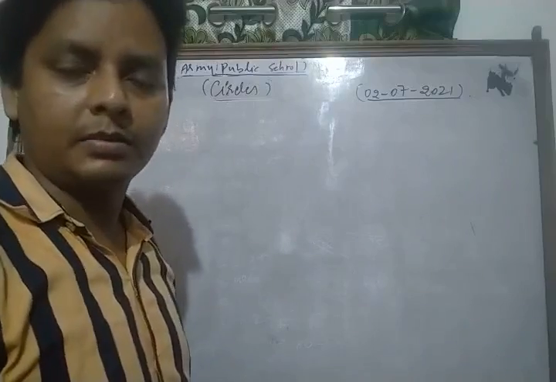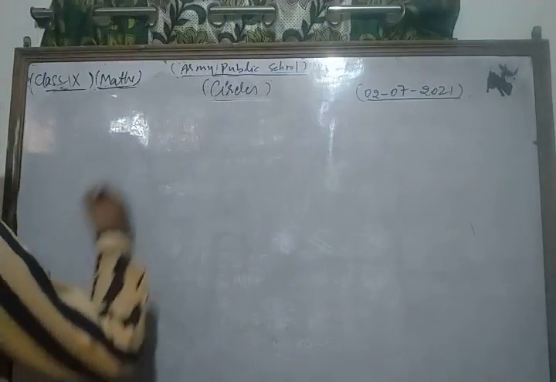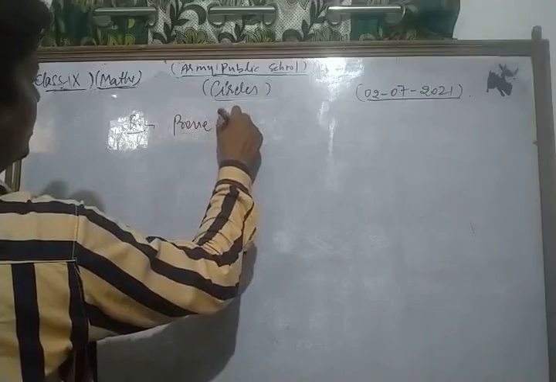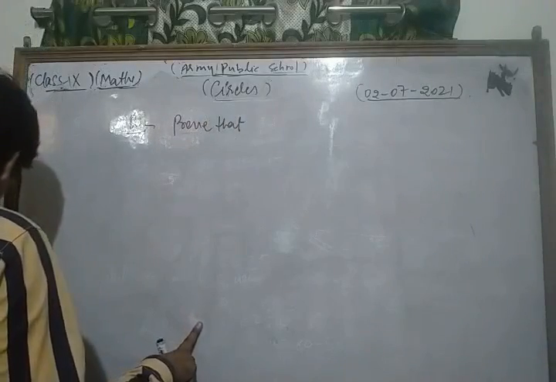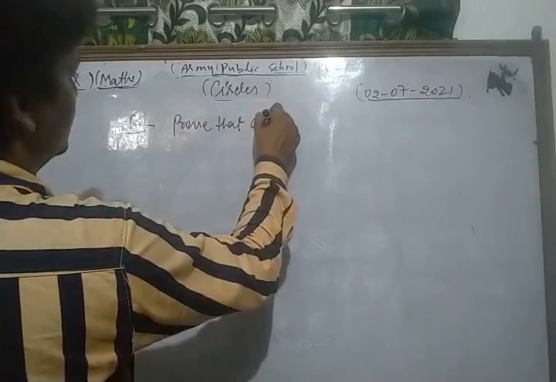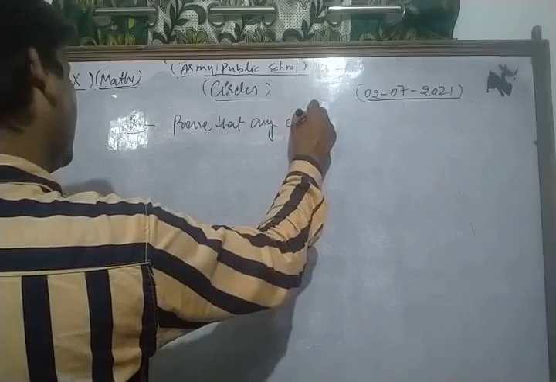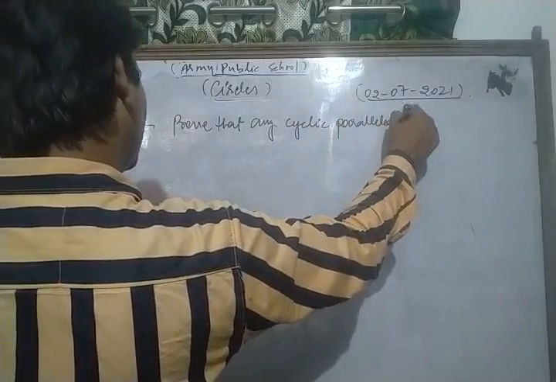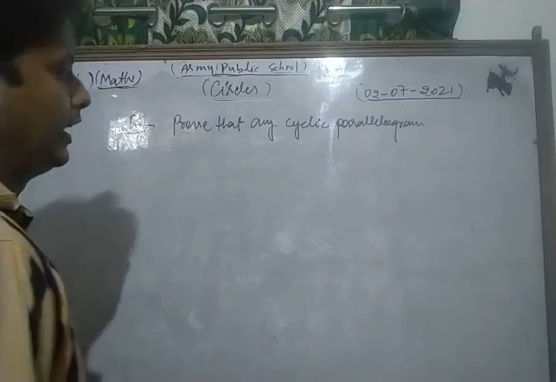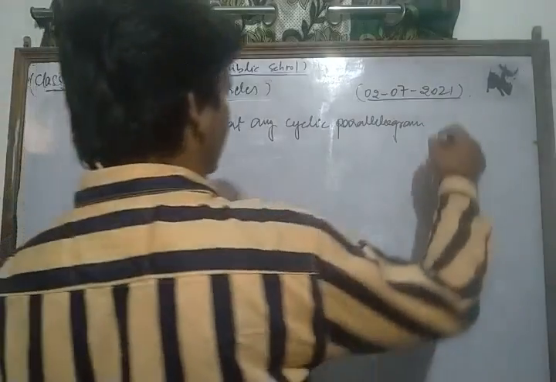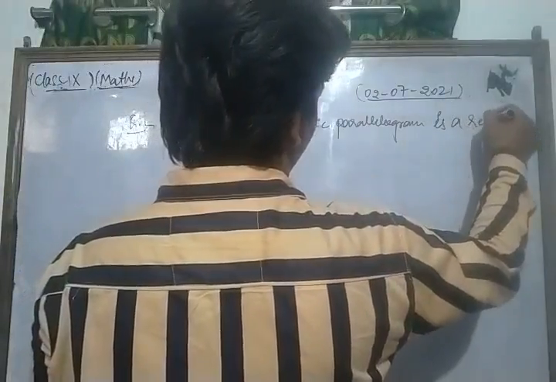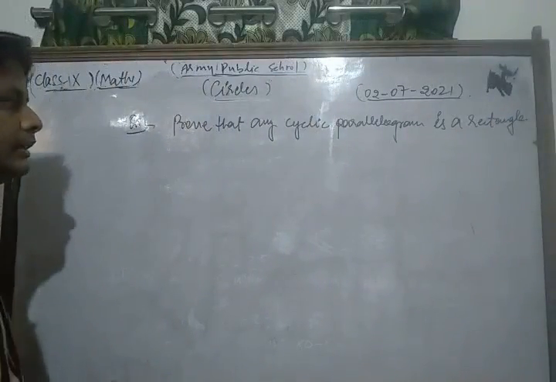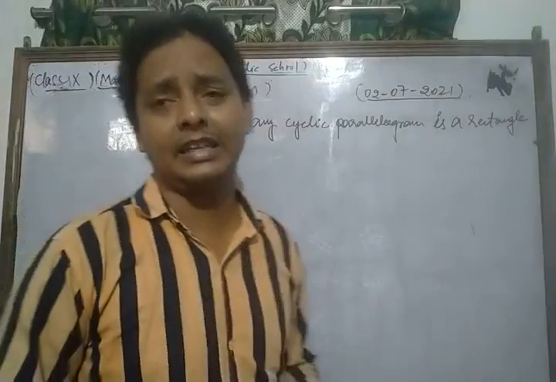Now we take some important question based on cyclic quadrilateral. Your question is: prove that any cyclic parallelogram is a rectangle. Okay, we have to show that any cyclic parallelogram is a rectangle.